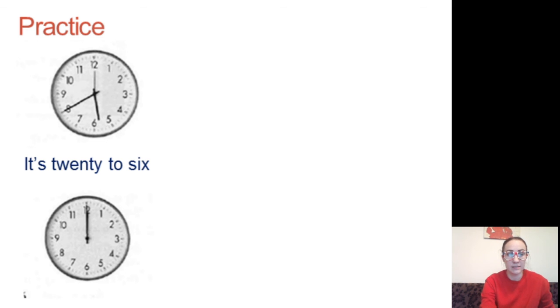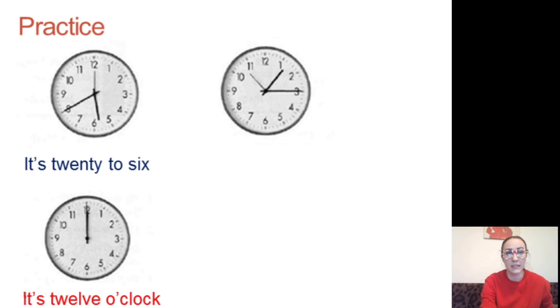How about this one? What time is it? That's right. It's 12 o'clock. The shorthand and the longhand overlap here. So the time is 12 o'clock. Next one. What time is it here? It's 1:15. 15 minutes, remember, we say quarter. It's 1:15.